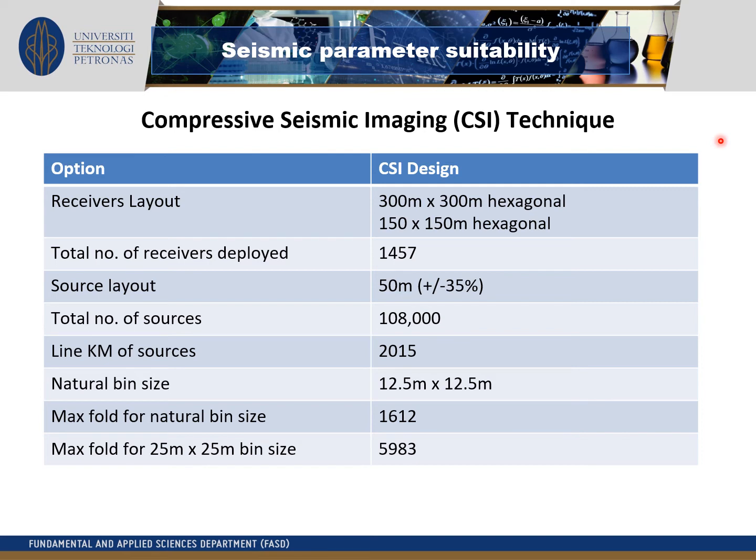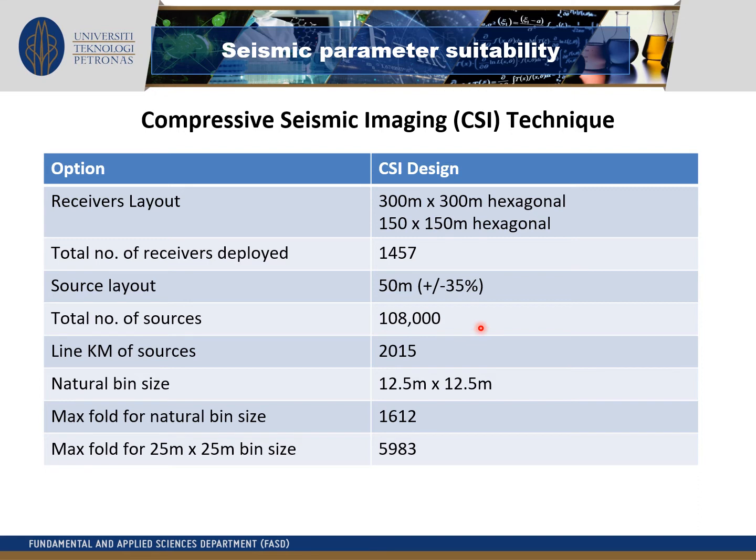Moving on, this is the last technology that I'd like to propose, the compressive seismic imaging technique. So here are a few parameters that can be used in this technique. First of all, the receiver layout would be 300 by 300 meters hexagonal and 150 by 150 meters hexagonal. The total number of receivers deployed is around 1457. Source layout is 50 meters, plus minus 35%. Total number of sources would be about 108,000 sources.